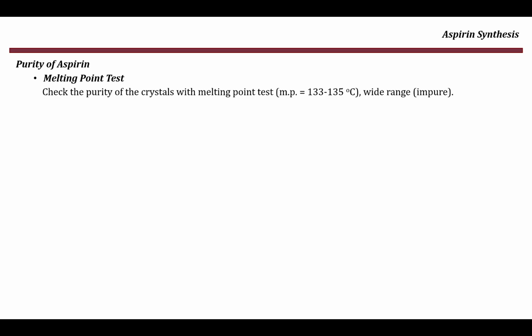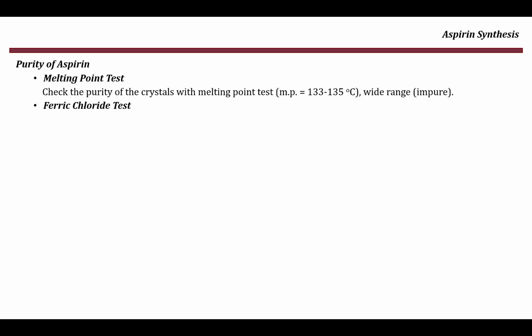We are going to check the melting point. If the melting point range was very narrow and it's very close to the 133 to 135 range, this indicates that our aspirin is pure. If not, then this indicates that it's an impure sample and we have to purify it using recrystallization, because usually crystallization is the best way to purify solids.